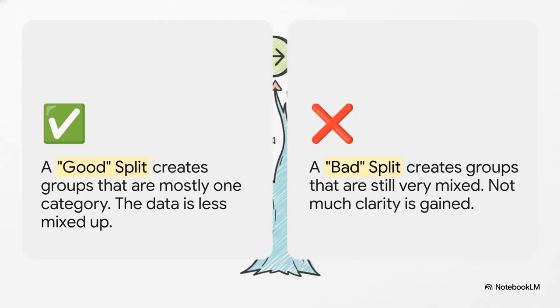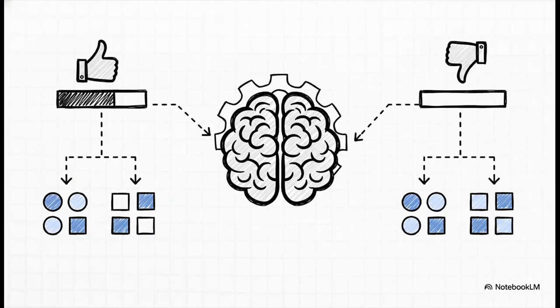And this right here nails the idea perfectly. A good split is one that reduces the chaos. It takes a messy, mixed-up group and creates new groups that are way more uniform. A bad split, well, it doesn't help much. The new groups are just as jumbled as the one you started with. The algorithm is always on the hunt for those really good splits. Now, to do this, the algorithm uses some math to score every possible question it could ask. You might hear these fancy terms thrown around like Gini impurity or information gain. Don't worry about the names. Just know they're tools the algorithm uses to measure which question will create the most purity and bring the most order to the data.